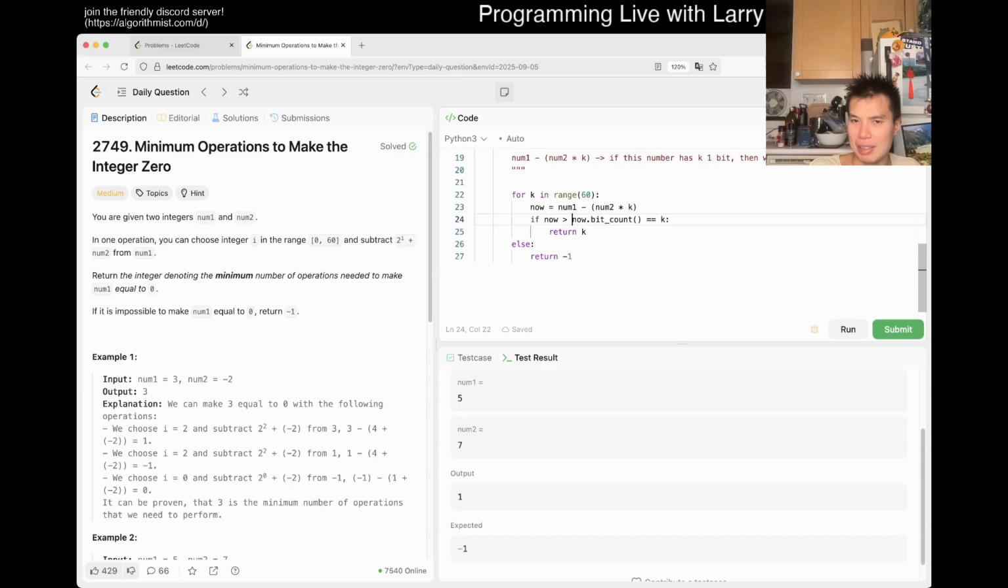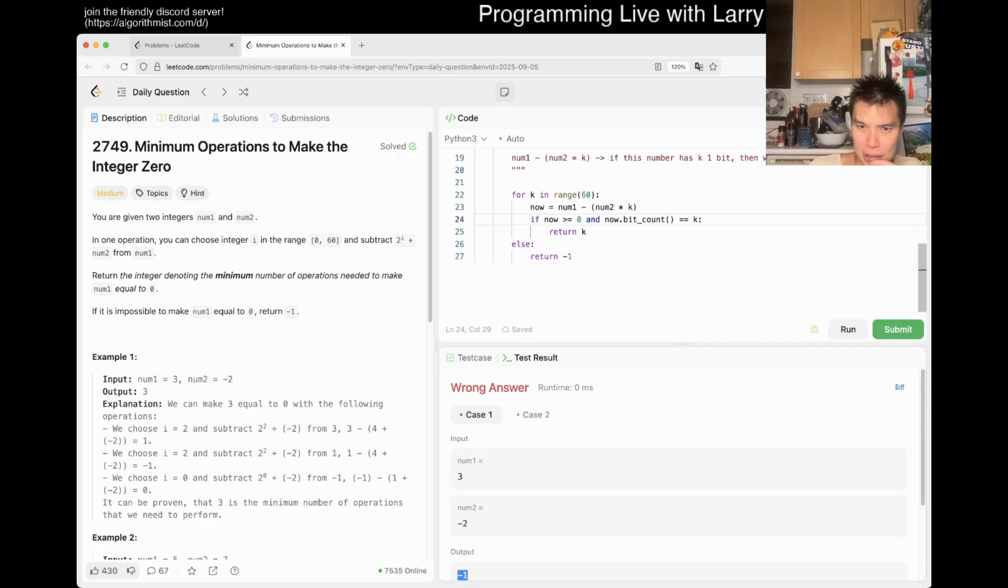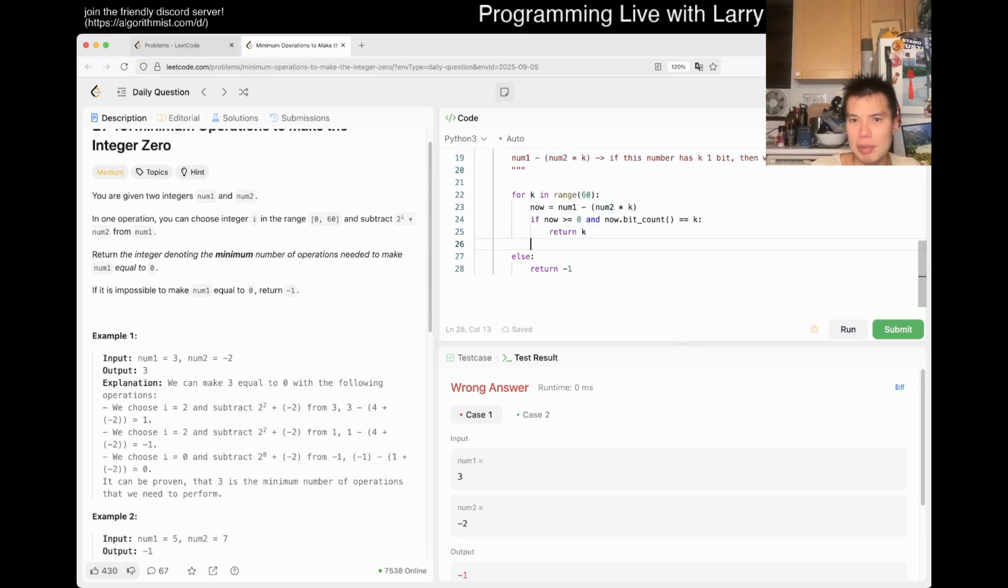So I have to do something like this. Let's see if that fixes it. Okay, that fixed this one, which is good. But this one, still -1 is no good. Huh. Well, that's okay. I'm a little bit surprised, but yeah, we can debug it.